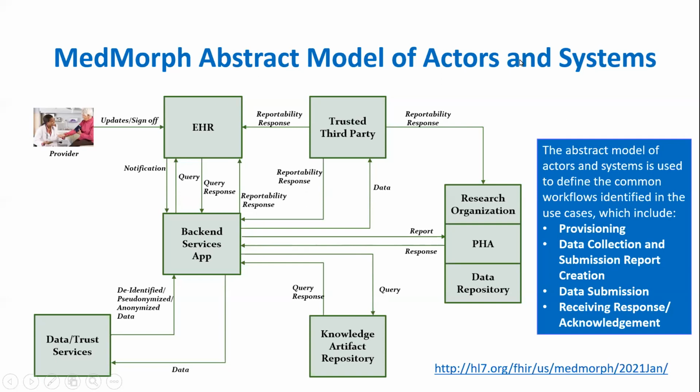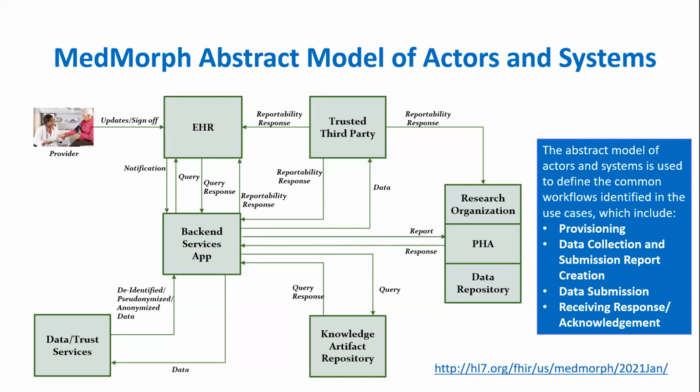It will collect the data from the EHR, and then the backend services app will manipulate the data. For example, if you need to de-identify or pseudonymize or anonymize the data, then it would use what is called the data and trust services actor to do that. And once that is done, the backend services app would then send the data to the PHA or the research organization directly or through a trusted third party. So that's a very high level view of the actors and systems.